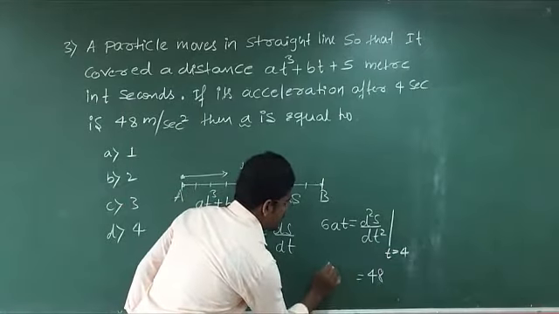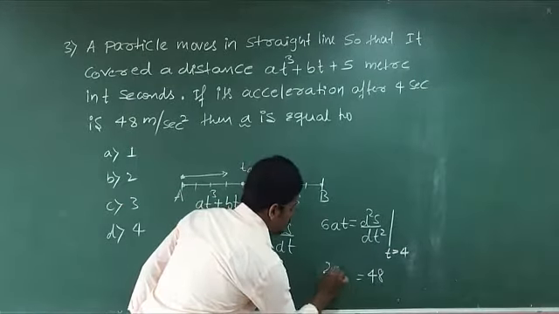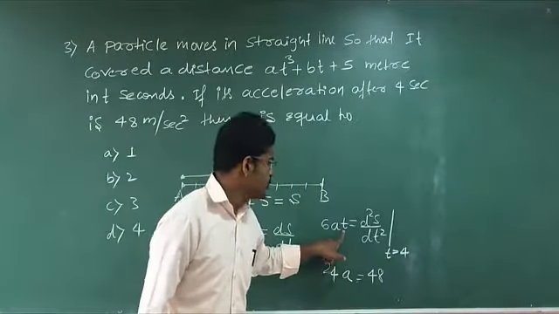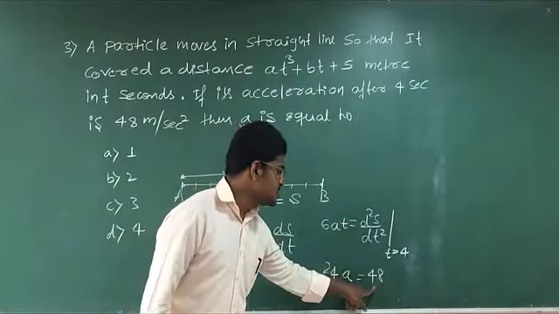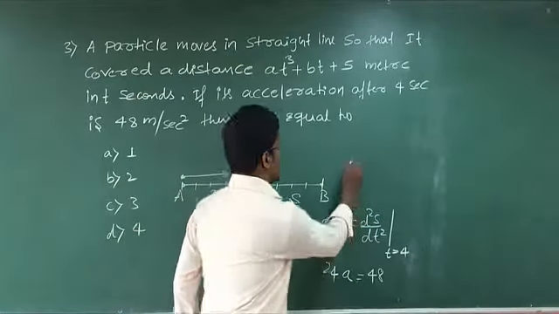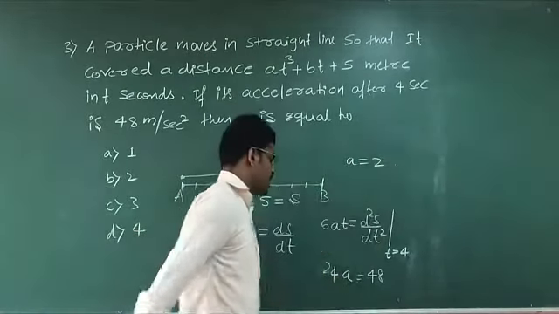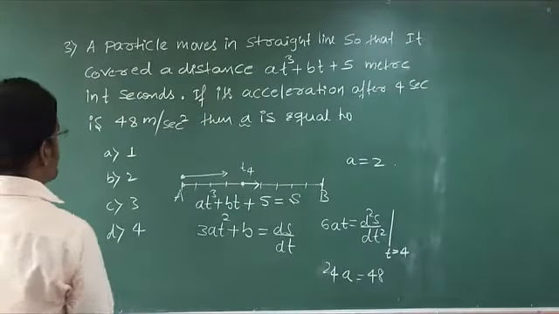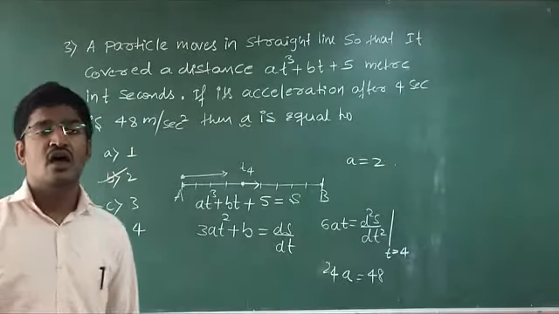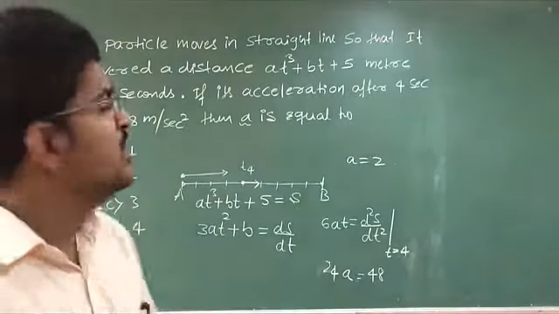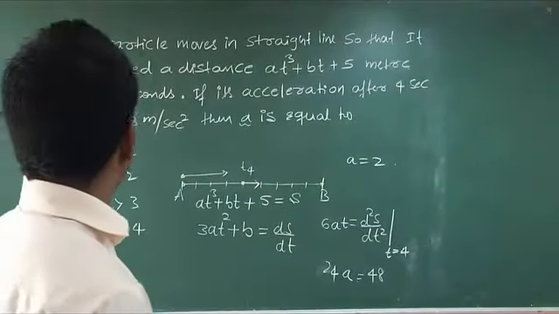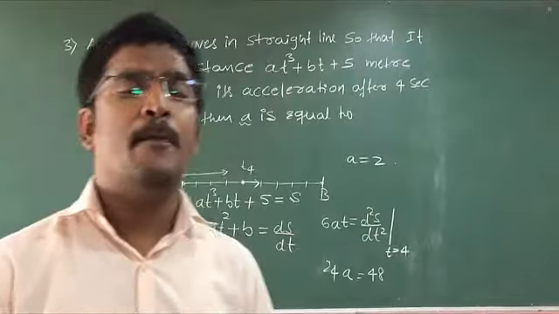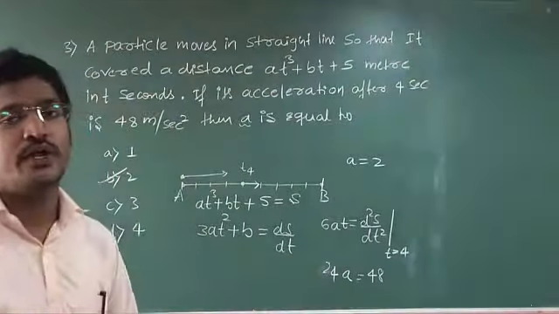So that is 6 into 4, 24a. 24a equal to 48. That means t equal to 4 is put here. After 4 seconds this is 48. So a is equal to how much? 48 by 24 means it is 2. Therefore a is equal to 2. This is your answer. Clear, students? So this is how we calculate the value of A in the third problem. Now let us go for the next one.